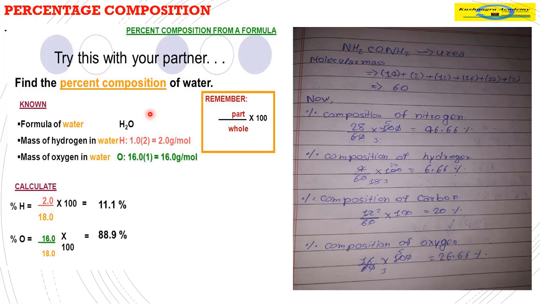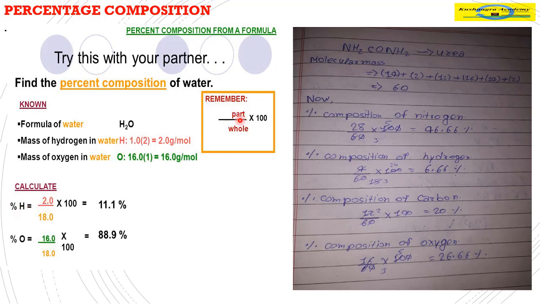Here we take the example of water. Percentage composition of a compound means the percentage by weight of each element present in it. Take the example of water. Here the formula of water is H2O. The mass of the hydrogen in water is 1, and here the number of atoms is 2, so we multiply it by 2, so 2 grams per mole. The mass of the oxygen in the water is 16 and the number of atoms of oxygen is only 1, so it is multiplied by 1 and it is here 16.